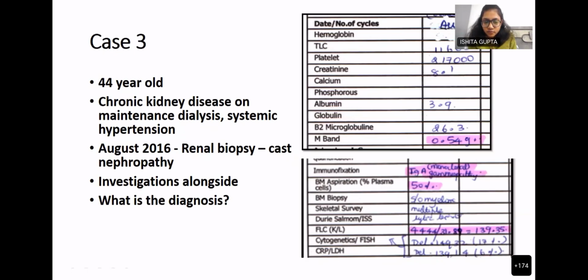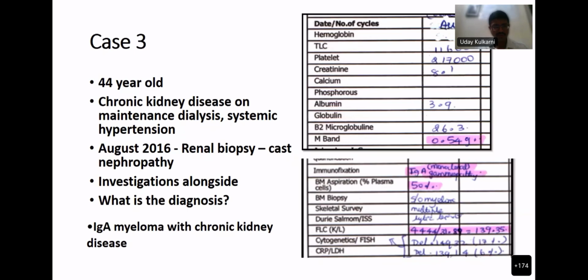So would you like to comment on the diagnosis here? So yeah, since the renal biopsy was done, which showed a cast nephropathy, even in absence of myeloma, this would merit treatment. But on the marrow, we got 50% plasma cells, so the ultimate diagnosis is IgA myeloma with chronic kidney disease.